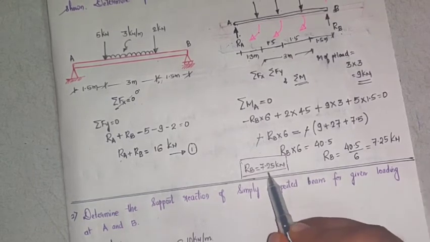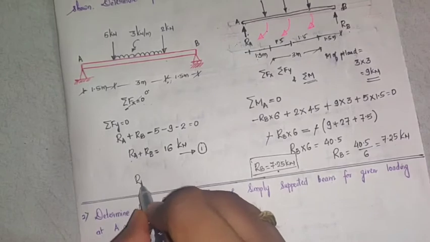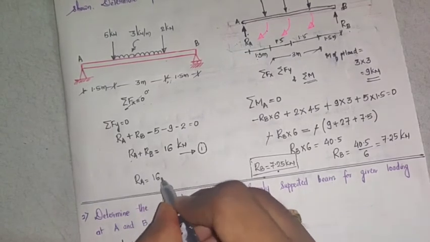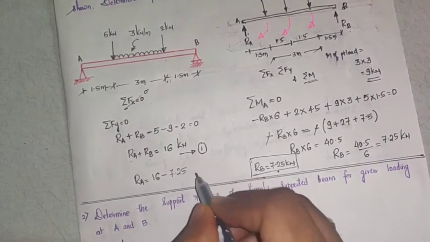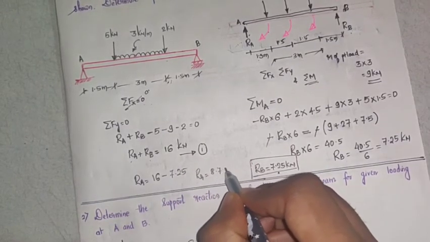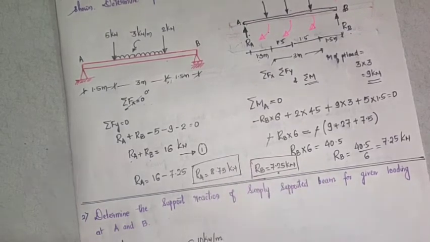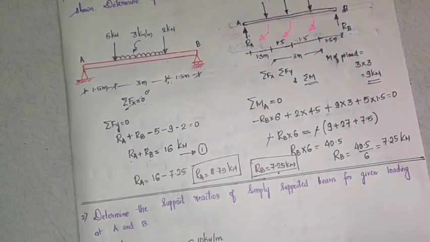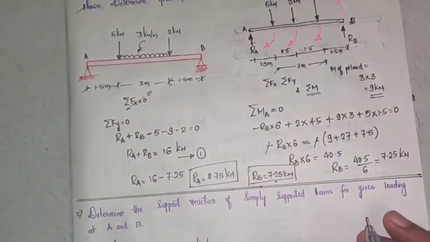I'll substitute this value of Rb in equation 1. What I'll get? I'll get value of Ra, which is 16 minus Rb goes on the other side, which is 7.25. So value of Ra is 8.75 kilonewton. So this is how you find what is the reaction at A, what is the reaction at B.